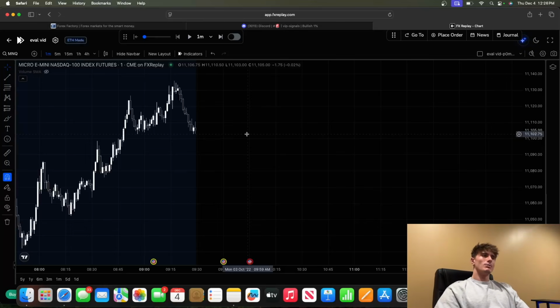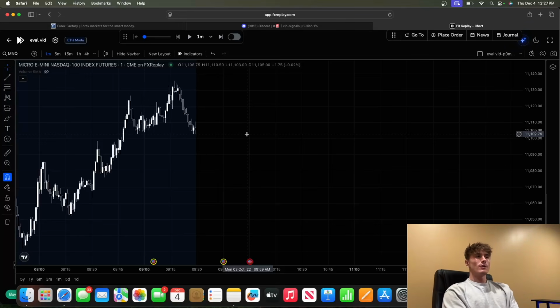So all I'm looking for is a good draw on liquidity. Notice how I didn't say super strong draw on liquidity. No, I'm looking for a good draw on liquidity. I'm looking for good continuous momentum and volume towards that draw on liquidity and a safe entry. So an entry where I won't get retraced on if my draw is correct.